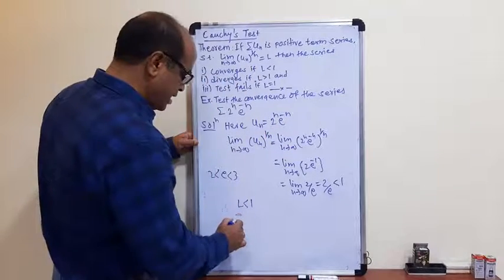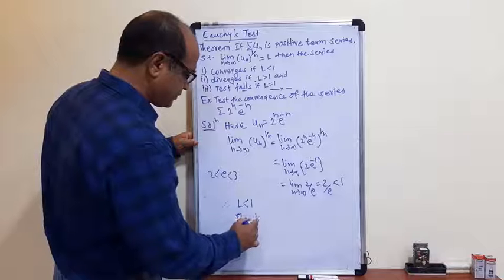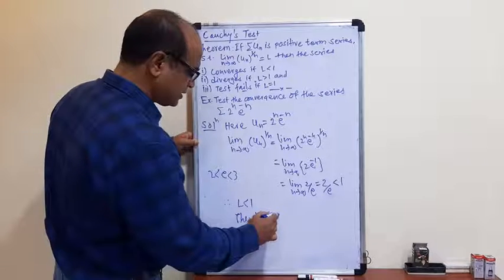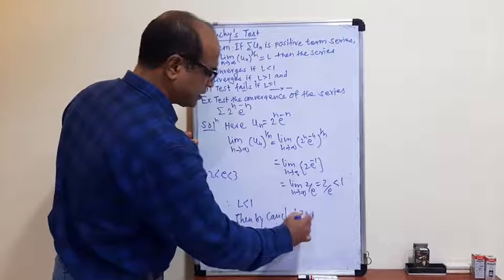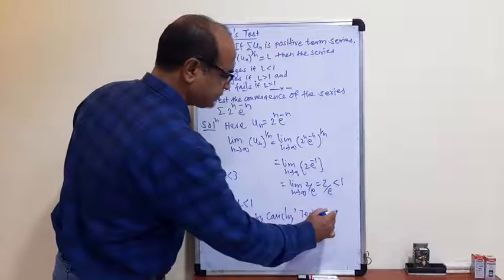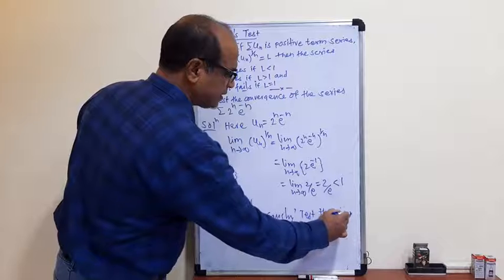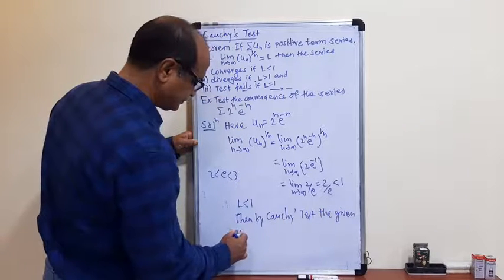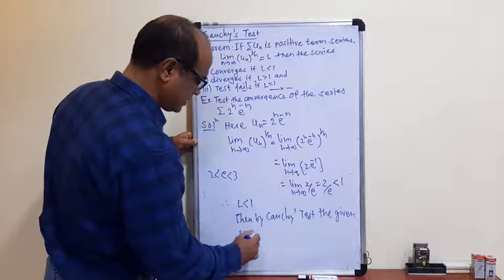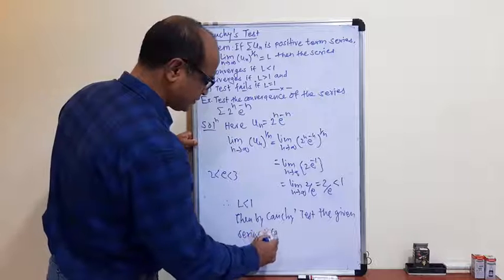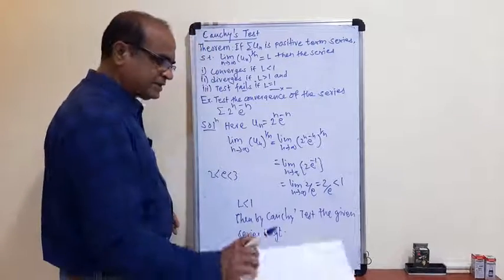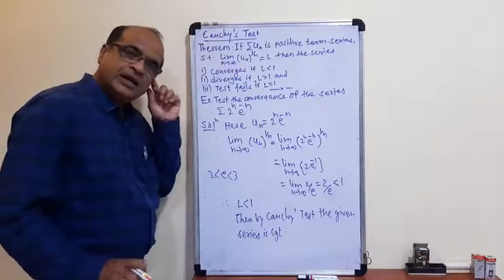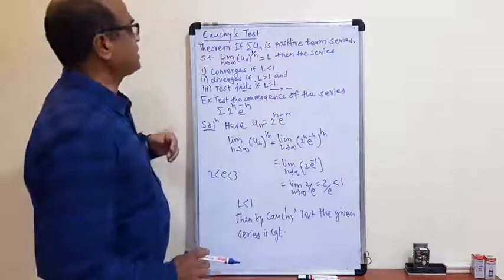Then by Cauchy's test, the given series is convergent. Okay, so this is a very simple example. So we solve many examples by using the Raabe's test.